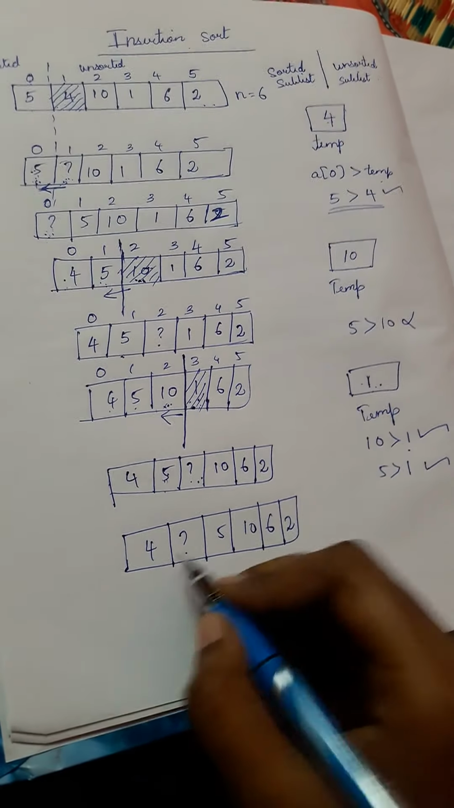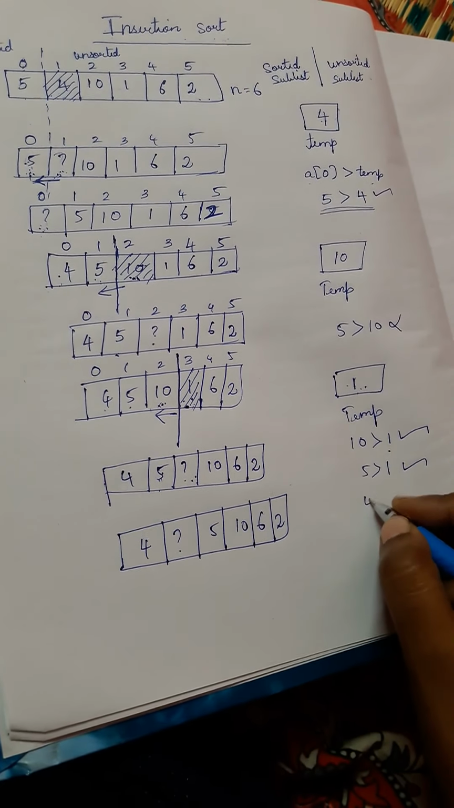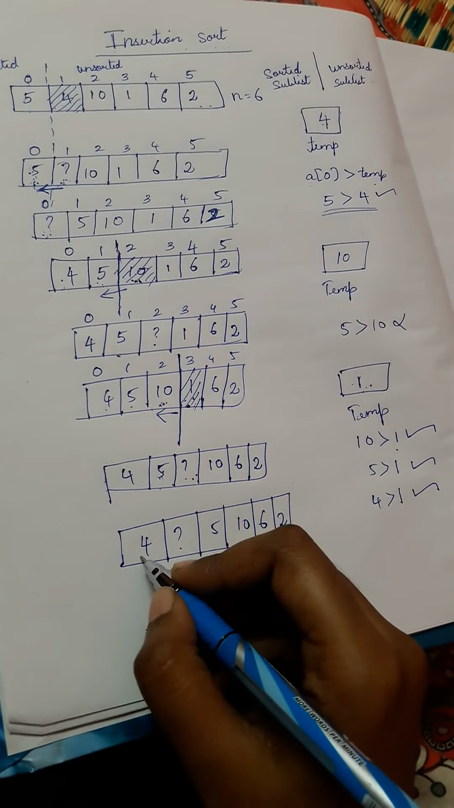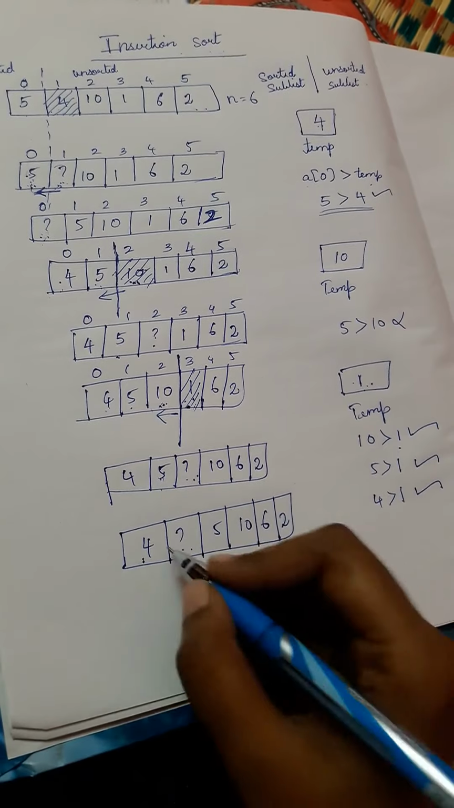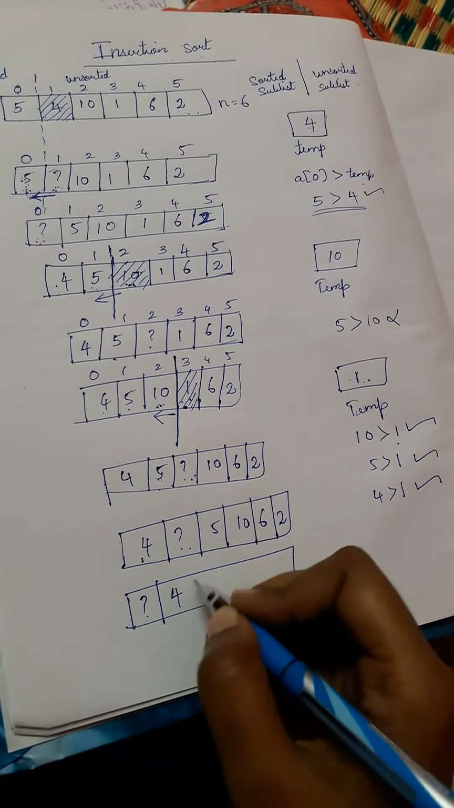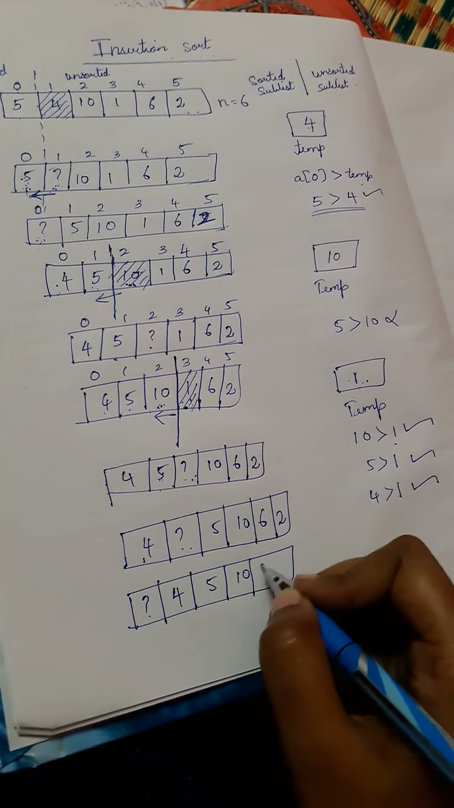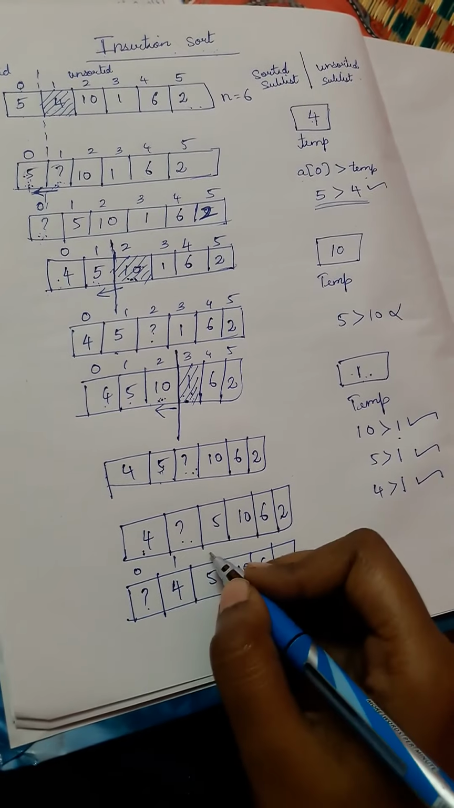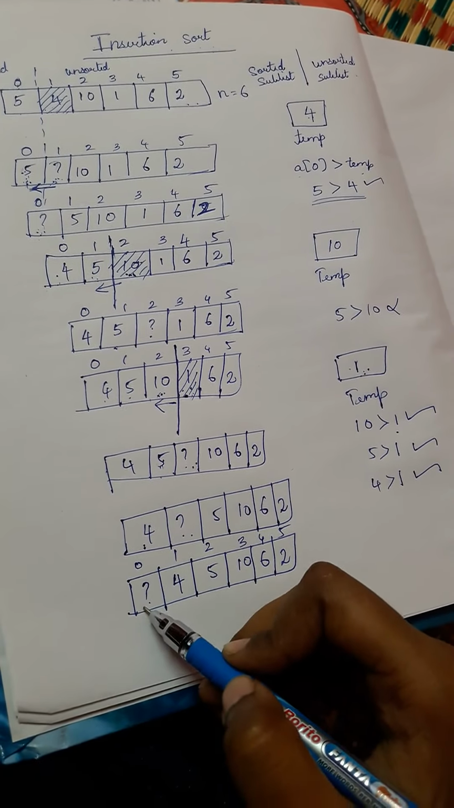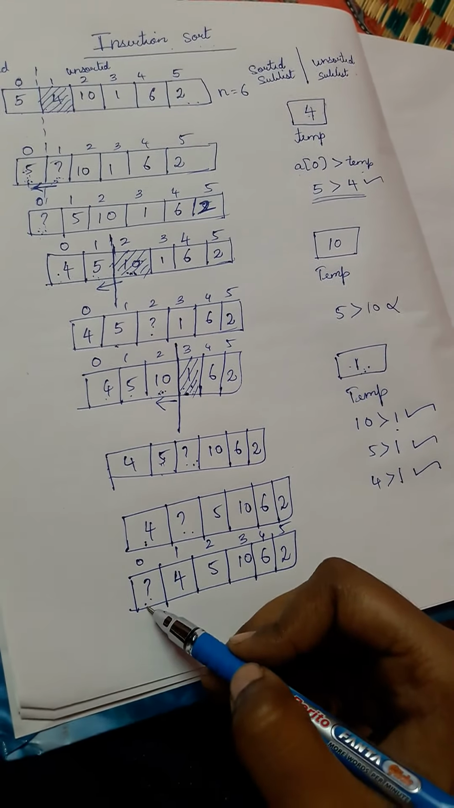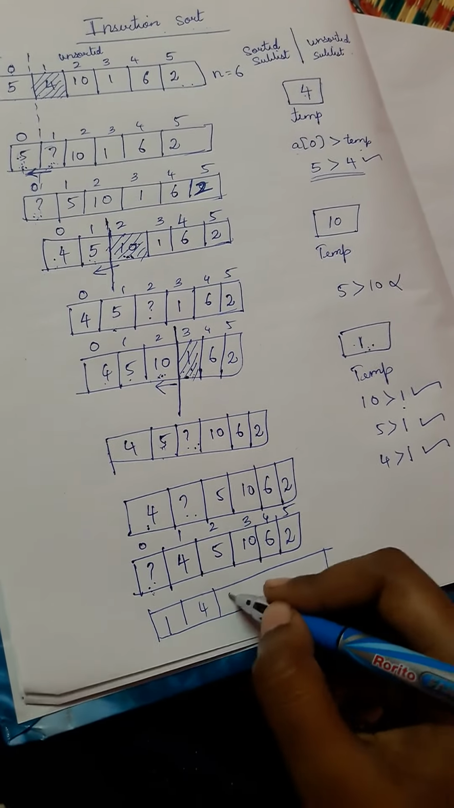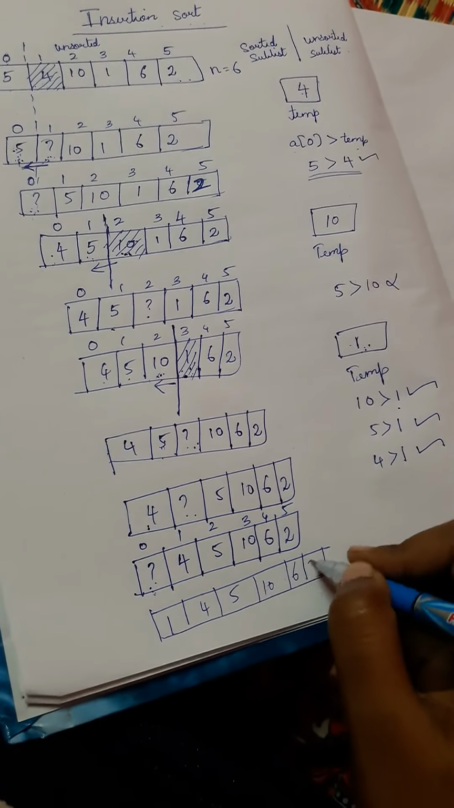Again I am comparing 1 with the 4. 4 greater than 1, is this condition true? Yes. If the condition is true, as I said, this value will be moved 1 step forward. So what will be there? Question mark, 4, 5, 10, 6 and 2. Again I am going to compare the temp value with this place. This place is empty, so I am going to put 1 here. Okay, so now the array will be 1, 4, 5, 10, 6 and 2.